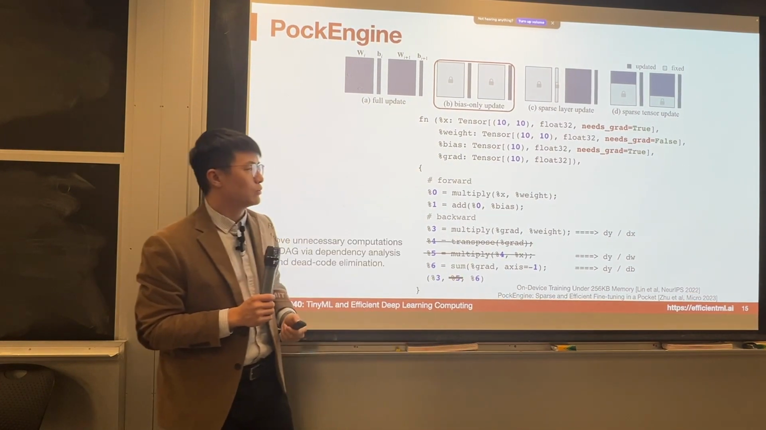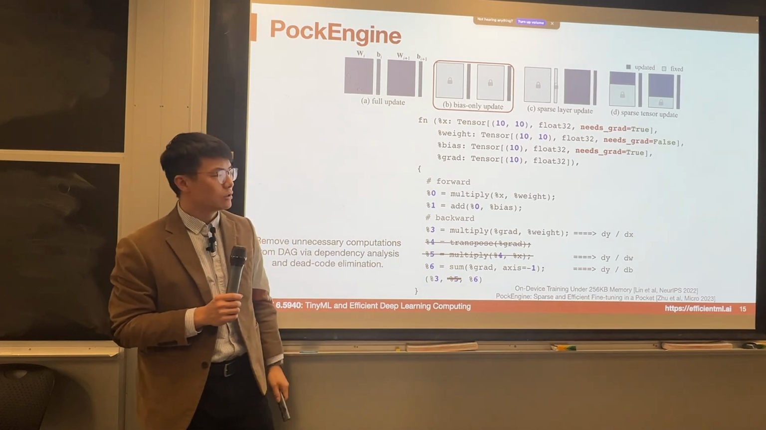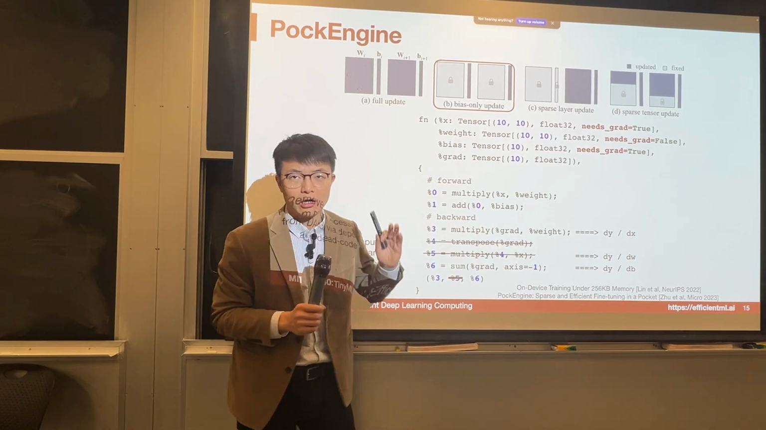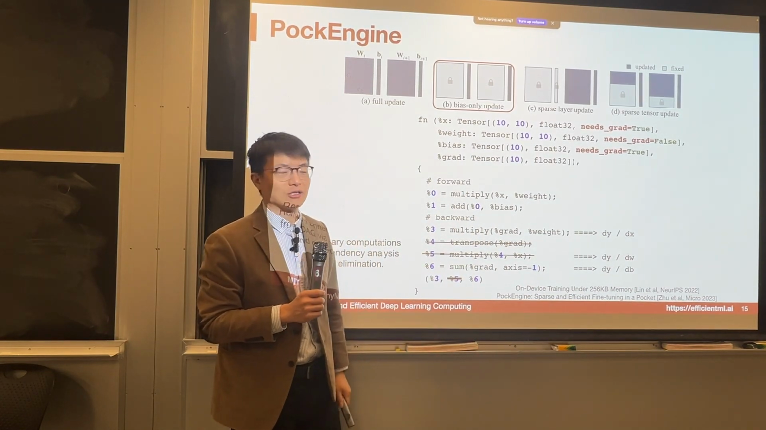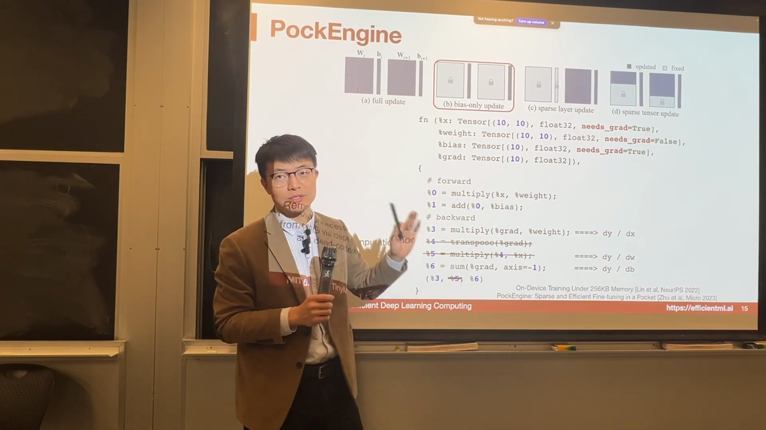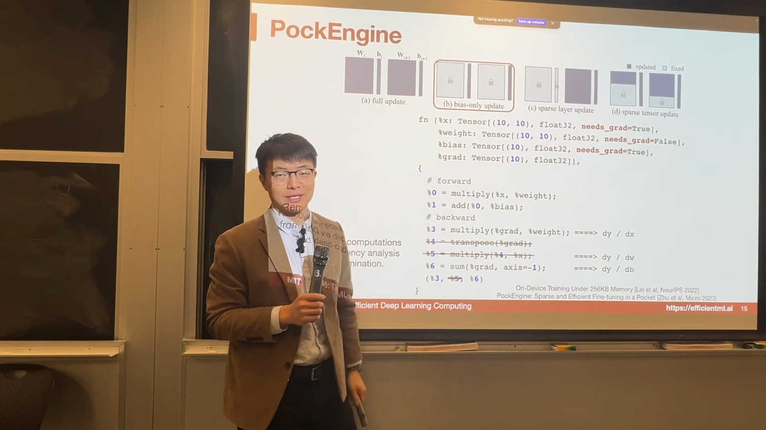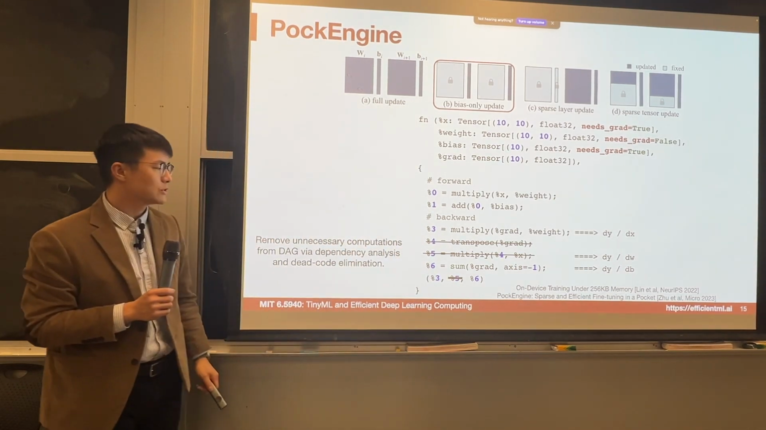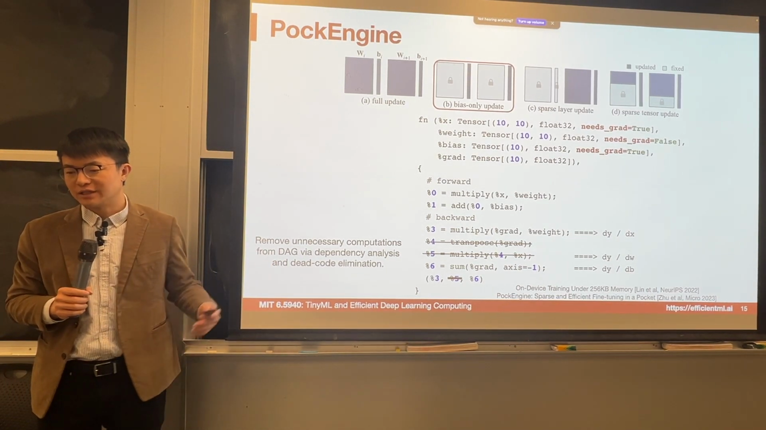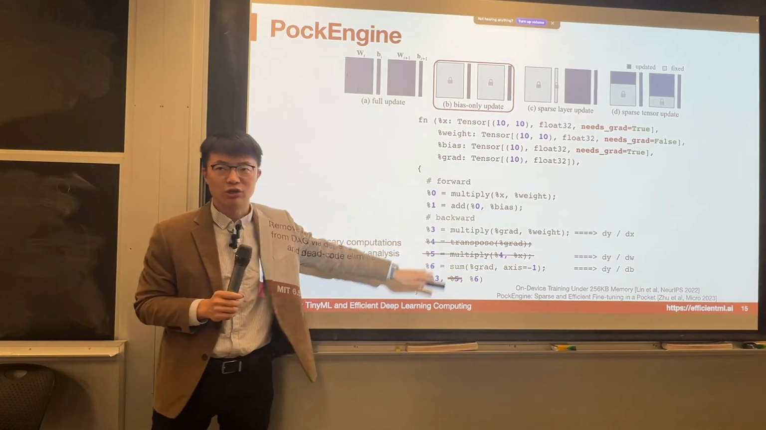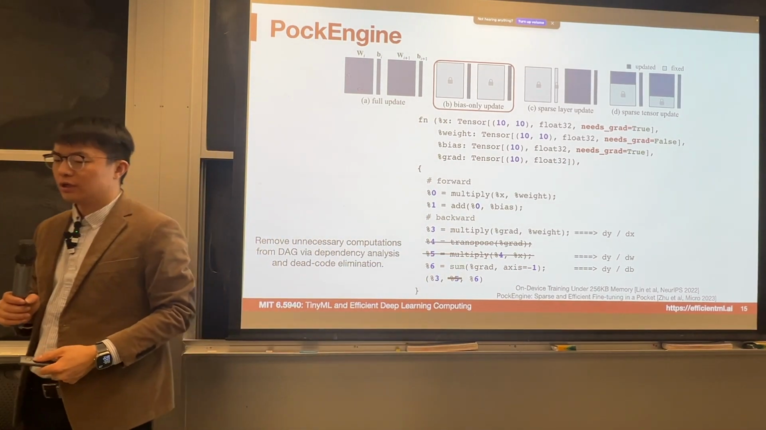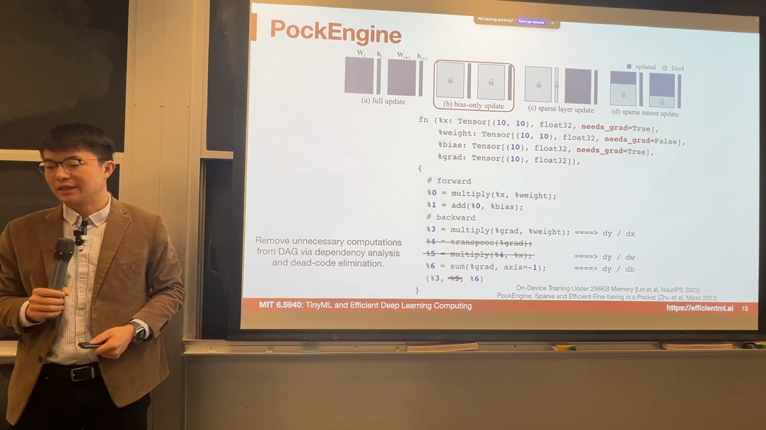So we can eliminate the code to calculate the dy/dw. Since we are not updating the w, we want to automatically remove this dead code from the backward graph. And as a result, we don't need to save the corresponding activation in that layer. So we want to remove the unnecessary computation from the DAG via the dependency analysis and also the dead code elimination. We are not updating the weight, but we can remove the code corresponding to the dw.